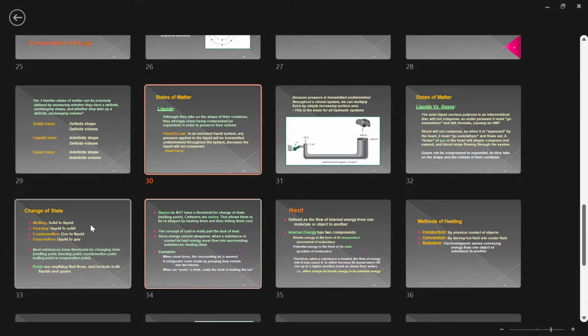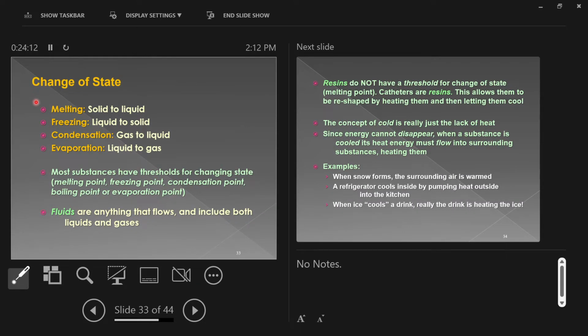Let's get a couple of change of state terms on the board. I think we know a few of these. Melting is turning from a solid to a liquid. We've got that one, easy peasy. You know freezing, that's liquid to solid, losing kinetic energy. Condensation, right?